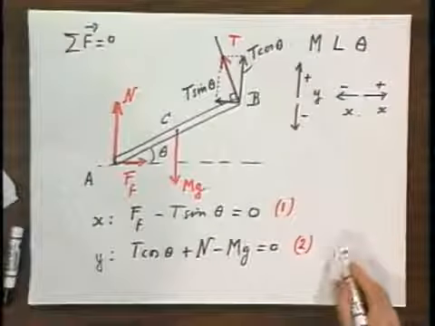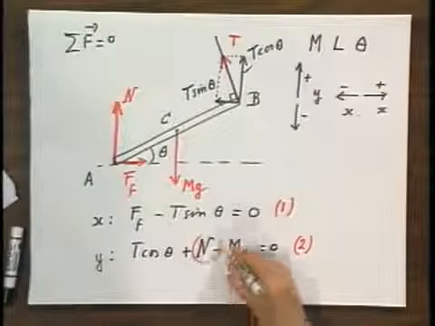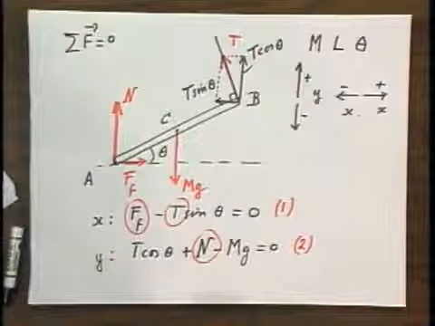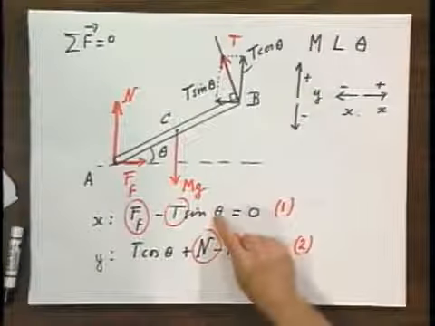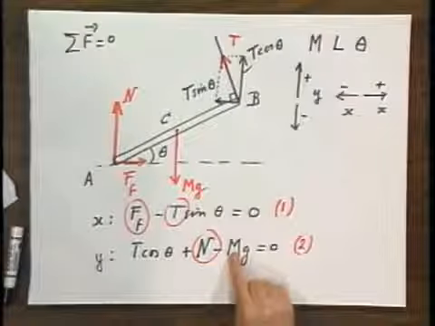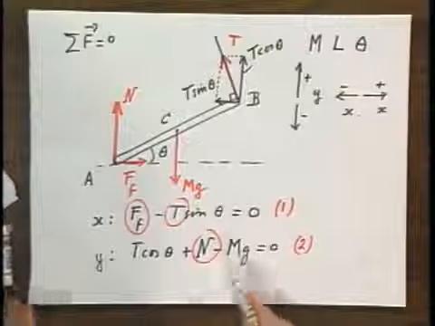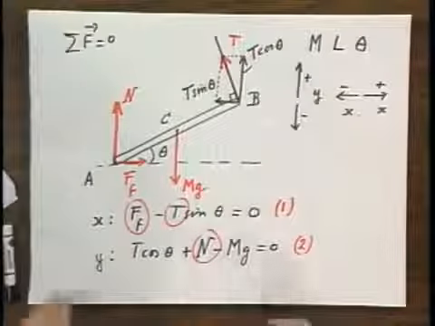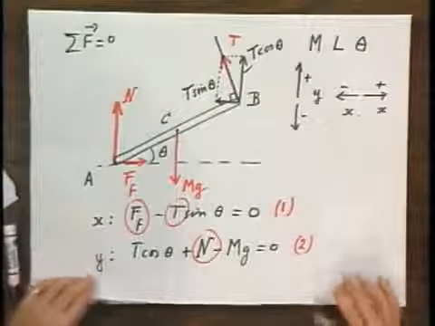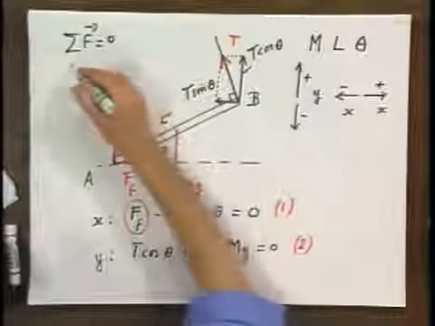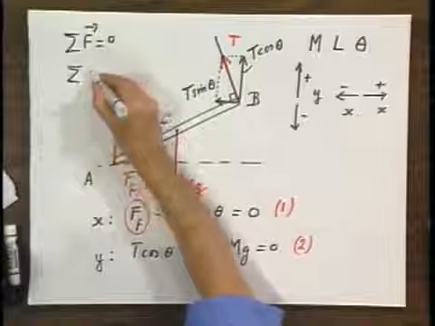How many unknowns do I have? I have 3 unknowns. I don't know N, I don't know T, and I don't know the frictional force. I do know theta, and I know capital M, and I know the gravitational acceleration g. 2 equations with 3 unknowns cannot be solved. Well, we do have one other requirement for static equilibrium. We haven't used that yet.